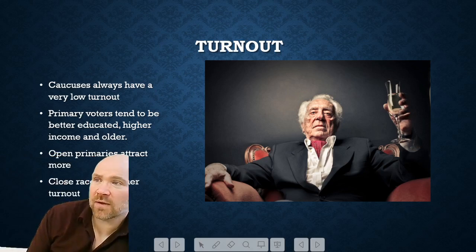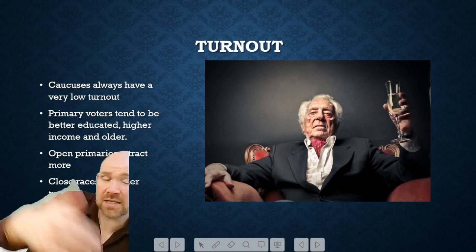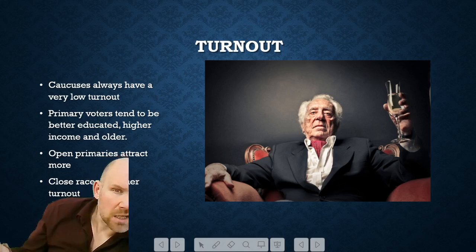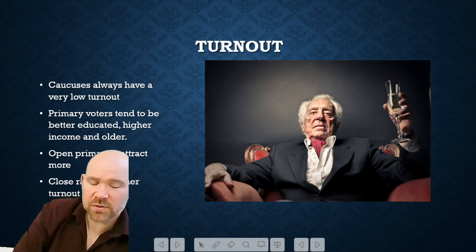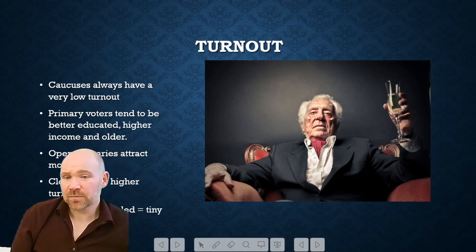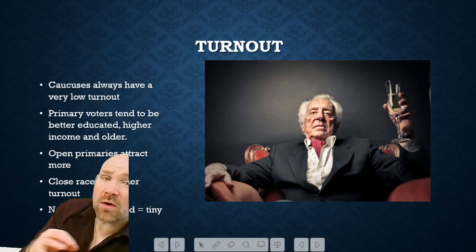So when, for example, you have Barack Obama versus Hillary Clinton, and both candidates are seen as potential winners, that tends to push the turnout up. When it's a done deal, such as maybe Trump's challenge, the turnout goes down because people don't feel their vote matters. It kind of makes sense. And of course, if the nomination has already been decided, there is a tiny turnout.